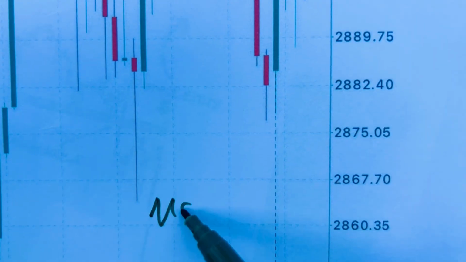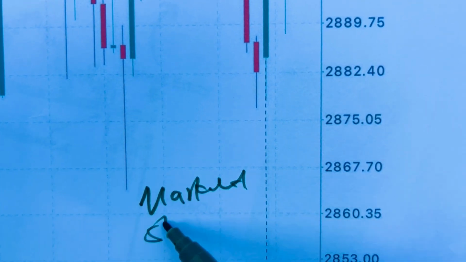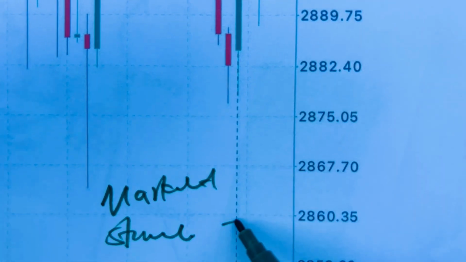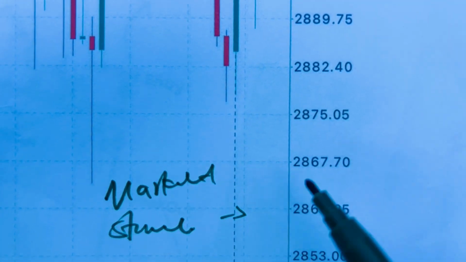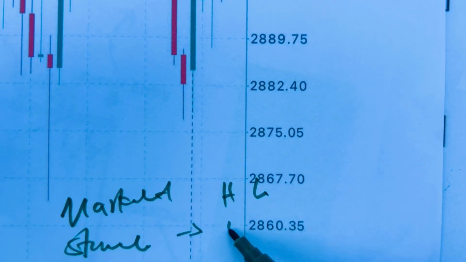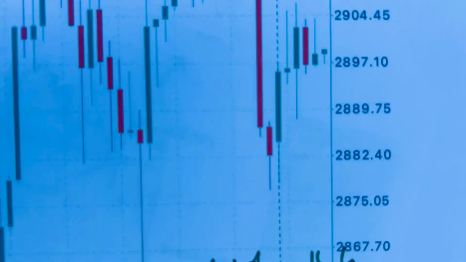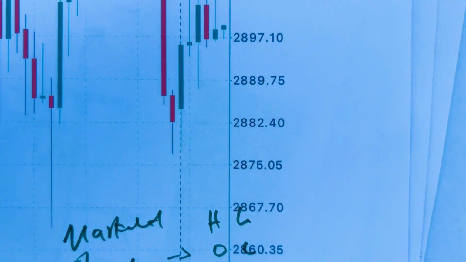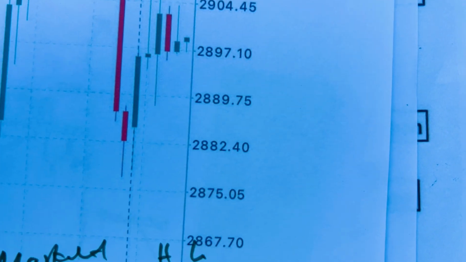Market structure. Market structure is formed by what? By 4 key things on the candlestick. We have a high price, a lower price, open price, close price. Now, when we talk about market structure, we're talking about these key things.